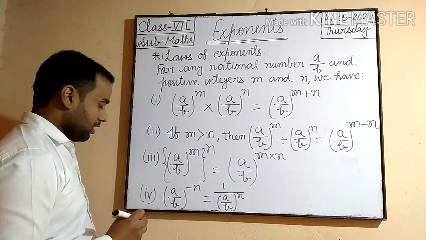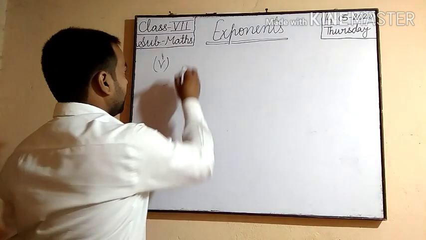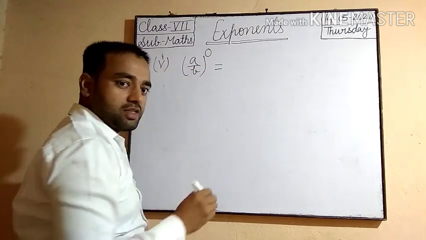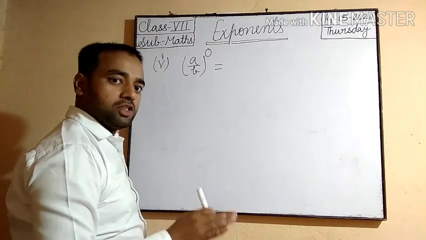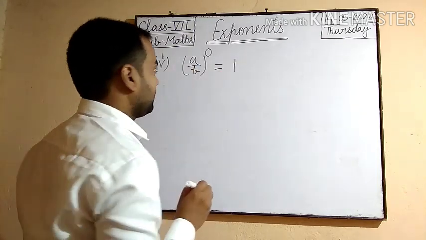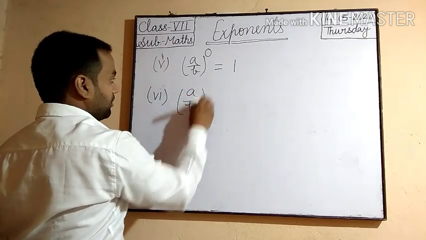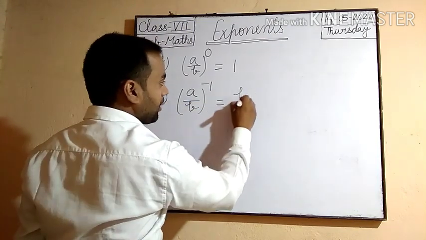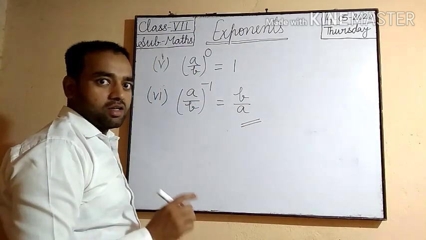Okay, now the next law, number 5. Fifth law: (a/b) power 0. Always remember, any number to the power 0, the result will always be 1. And the last law: (a/b) power -1. This is the reciprocal of a by b, so b by a. I hope all students remember these laws.